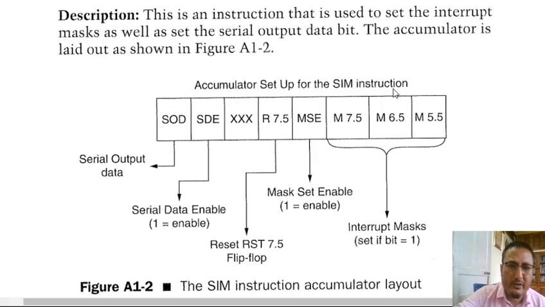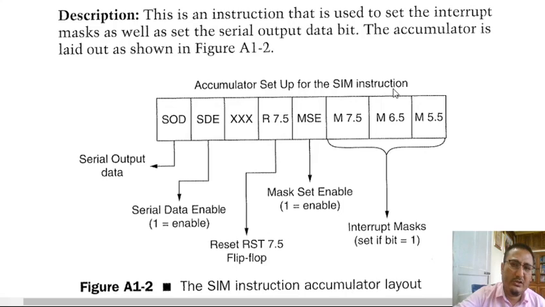Now here, the configuration of the accumulator is as follows: SOD, that is serial output data, then SDE, serial data enable. If it is 1, then the data is enabled. Then R7.5, that is reset R7.5 flip-flop. Then MSE, mask set enable. If it is 1, it is enabled. Then you have M7.5, M6.5, and M5.5, the interrupt masks. If the bit is 1, then the interrupt is masked. So this is the configuration of the SIM instruction.